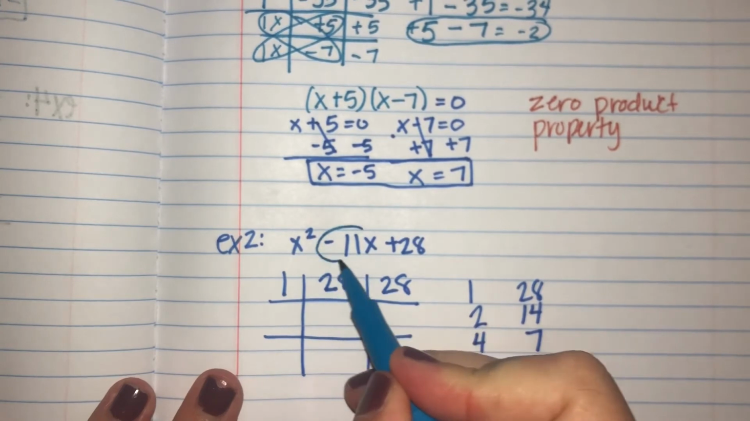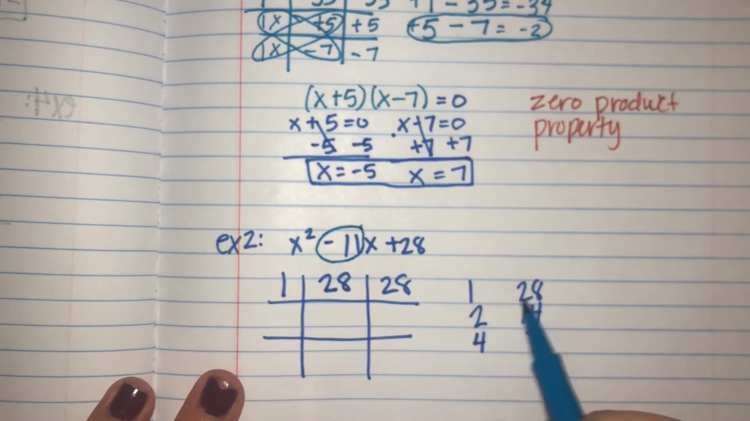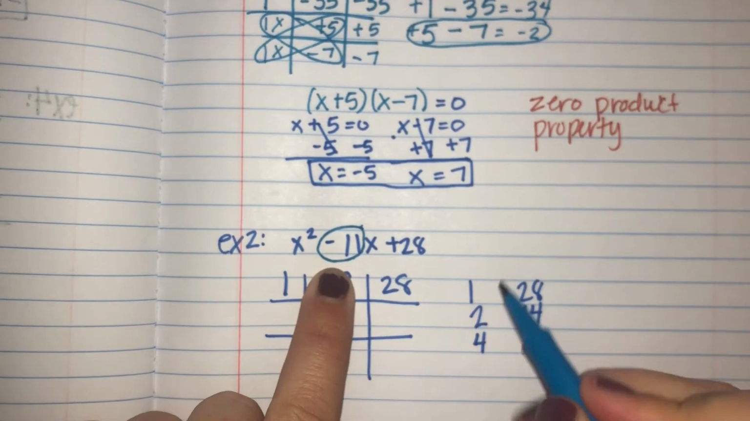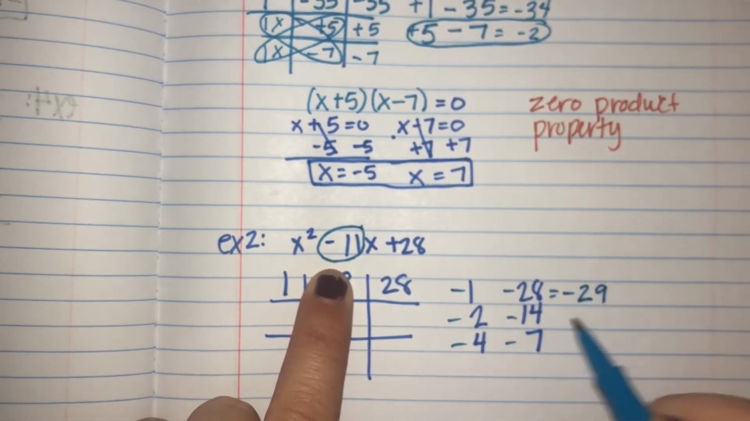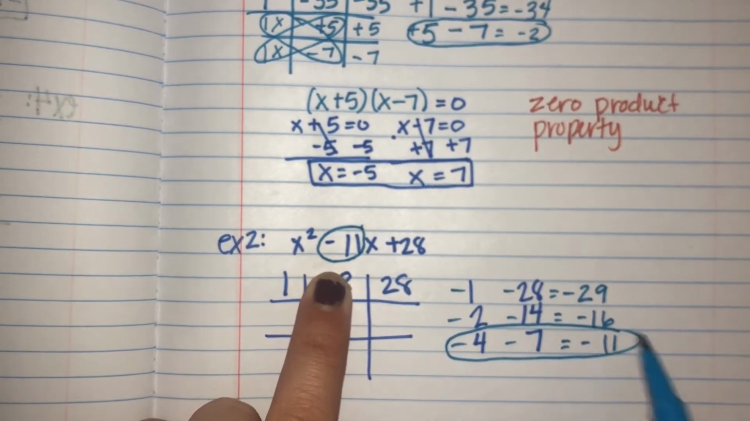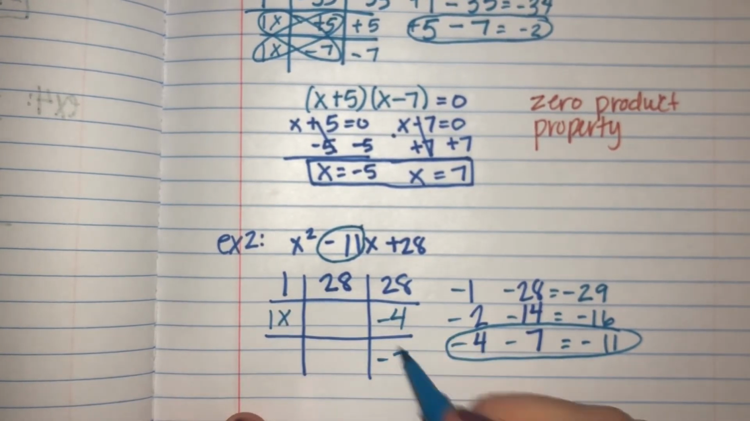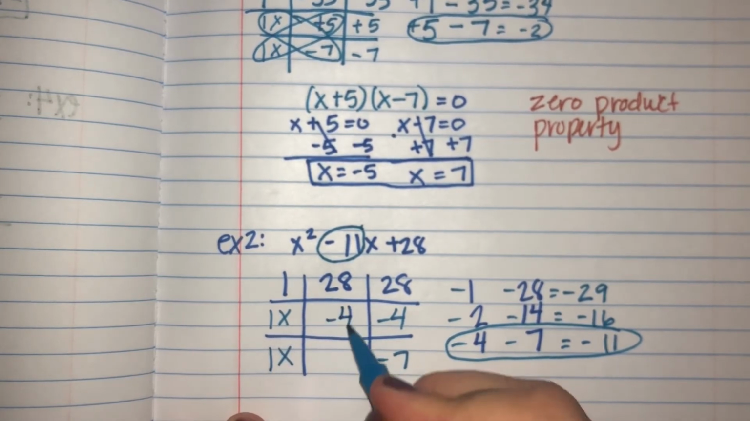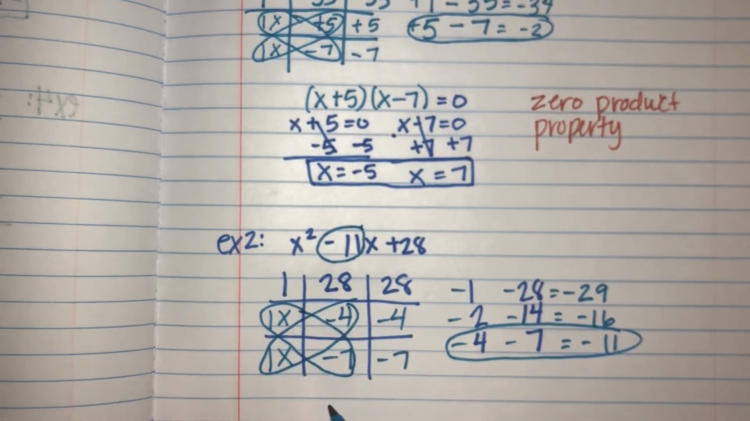Negative 11. If this is positive, both of these factors have to have the same sign. So they're either both going to be positive or both negative. If this is negative, they'll be both negative. So that would give you negative 29. That would give you negative 16, and that would give you negative 11. So here's the pair I will use. Again, pause the video and fill out the rest of this table. So the two factors are x minus 4 and x minus 7.